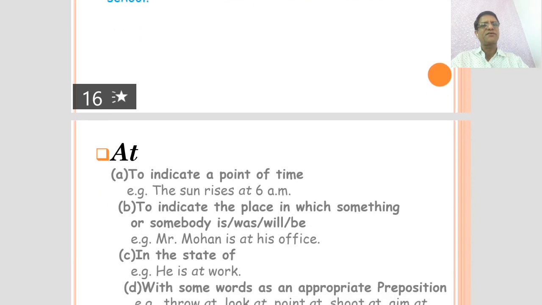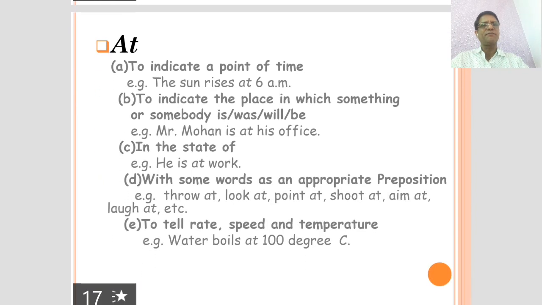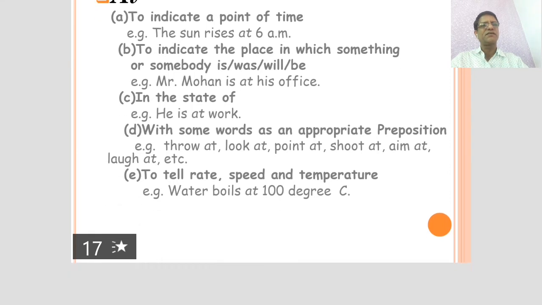Next is at, to indicate a point of time: The sun rises at 6 a.m. To indicate the place in which something or somebody is, was, or will be: Mr. Mohan is at his office. In the state of: he is at work. With some words as an appropriate preposition: throw at, look at, point at, shoot at, aim at, laugh at, etc. To tell rate, speed and temperature: Water boils at 100 degrees Celsius.